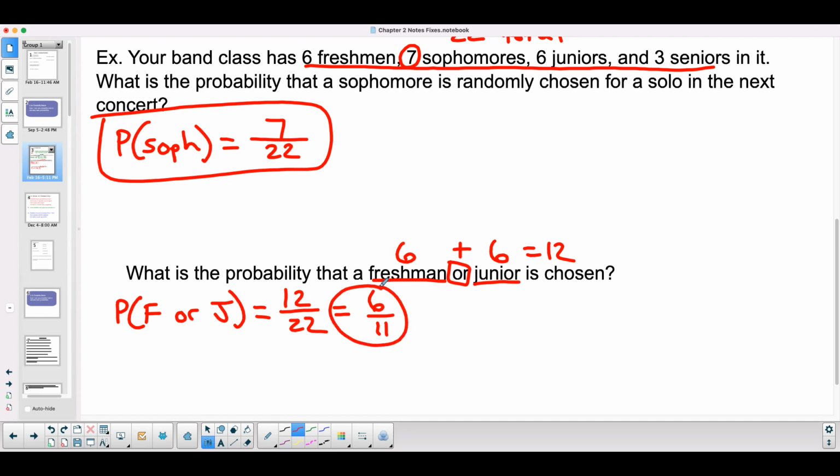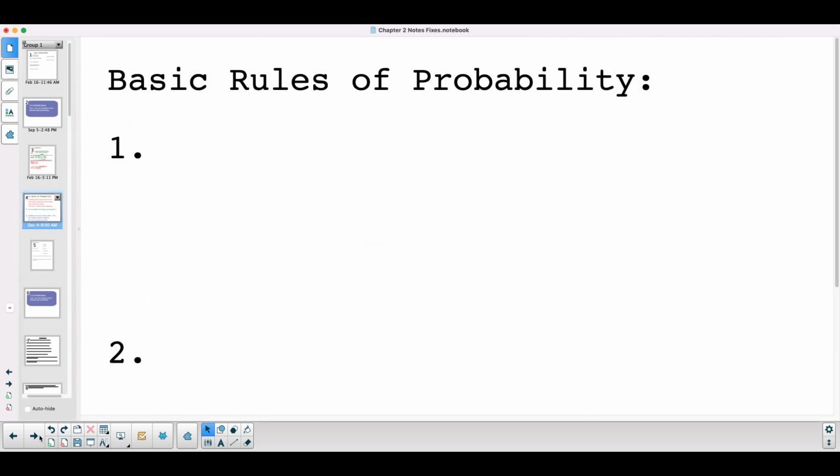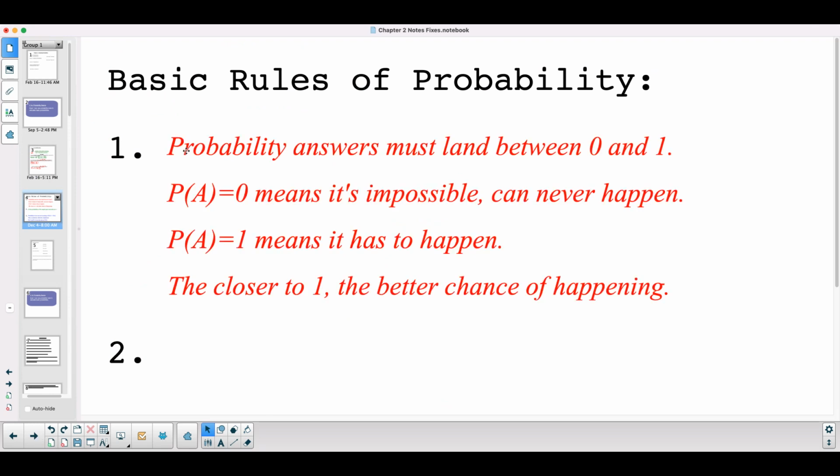All right, let's move on. The next slide has just some basic rules for probability. Feel free to pause the video as we go and feel free to paraphrase. You don't need to write down every single word here. The first thing here is that probability answers must be between 0 and 1. So the smallest possible answer is 0. You should never have a negative probability.